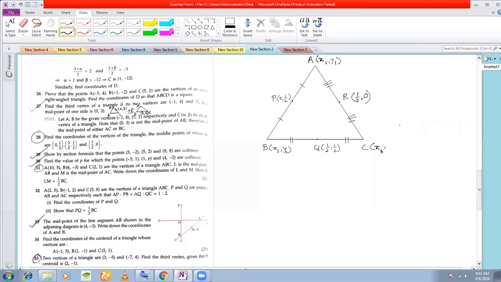x3, y3. So we say let the vertices be x1, y1, x2, y2, and x3, y3. Okay. So now we start.